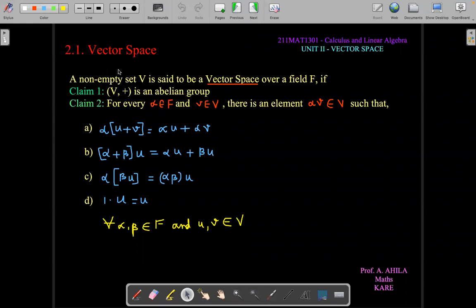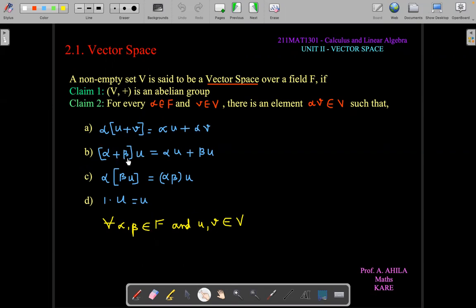Again, we recall the definition of vector space. A non-empty set capital V is said to be a vector space over a field capital F if claim 1, V comma plus is an abelian group, and claim 2, for every alpha belongs to F and small v belongs to capital V, there is an element alpha V belongs to capital V such that first condition alpha into U plus V equal to alpha U plus alpha V.